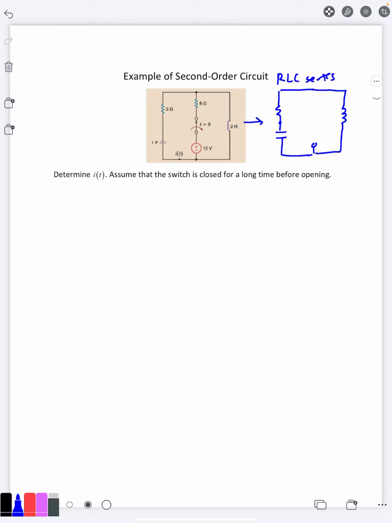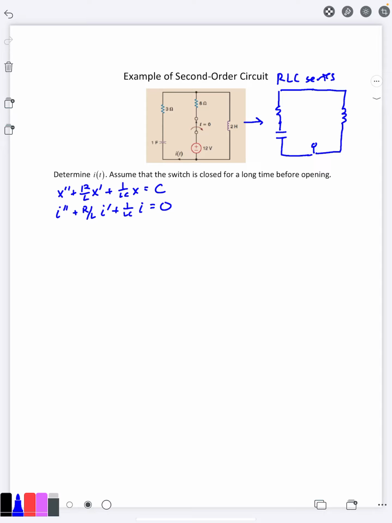So we know for RLC series that the default equation is x double prime plus R over L x prime plus 1 over LC x equals some constant here. And in particular, in this case, we are trying to find the current through RLC series. So that is the most special version of this equation because we know for DC sources that the right side is going to be 0.